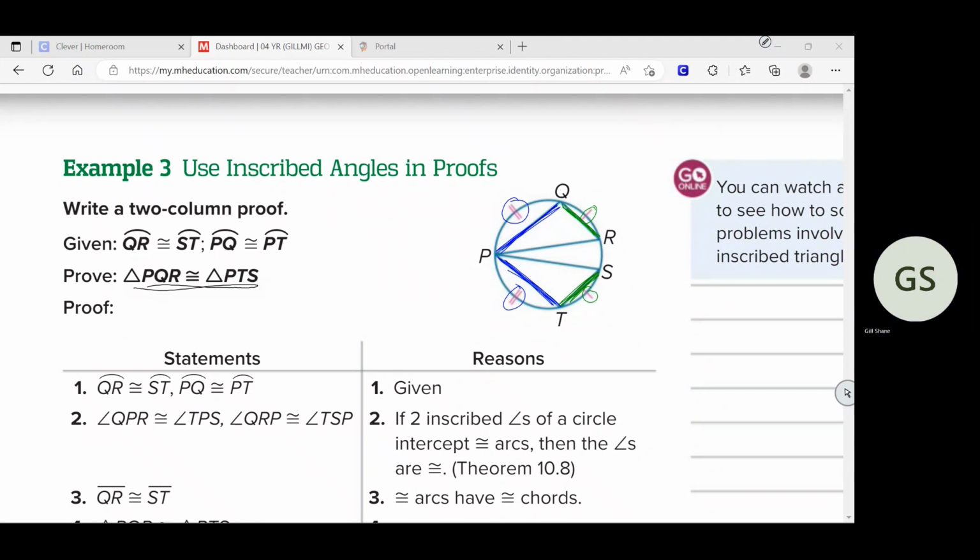Angle, side, angle is one. Angle, angle, angle is similar, not congruent. But what's the other one with all the same letters? So side. So let's write these down. We could do side, side, side. We could do angle, angle, side. What else? We could do side, angle, side. Side, angle, side. Yeah.